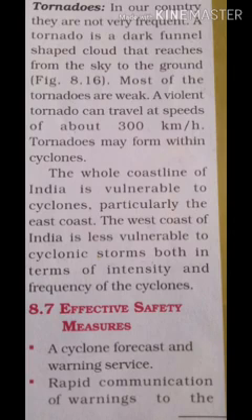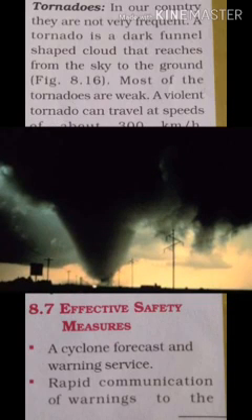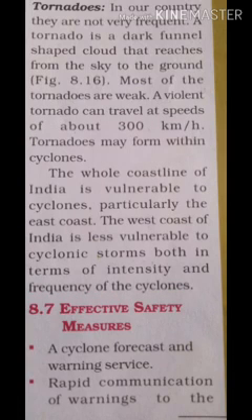Tornadoes are not very frequent in our country. A tornado is a dark funnel-shaped cloud that reaches from the sky to the ground. You can see here this picture of a tornado. Most of the tornadoes are weak, but a violent tornado can travel at a speed of 300 kilometers per hour.